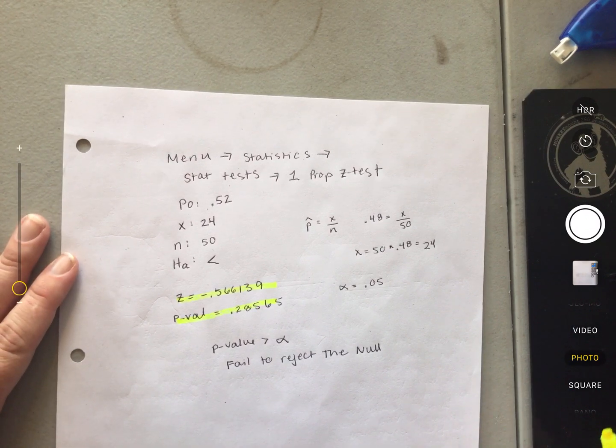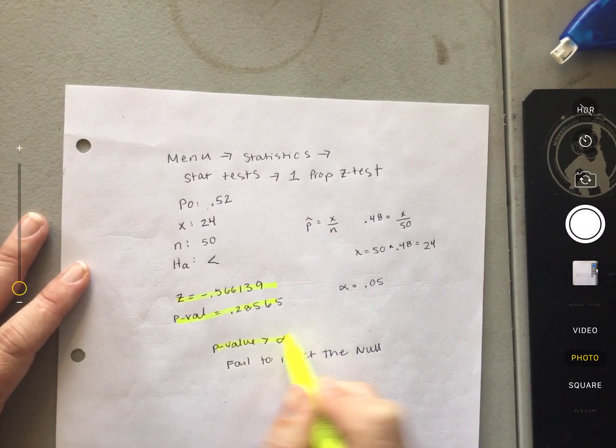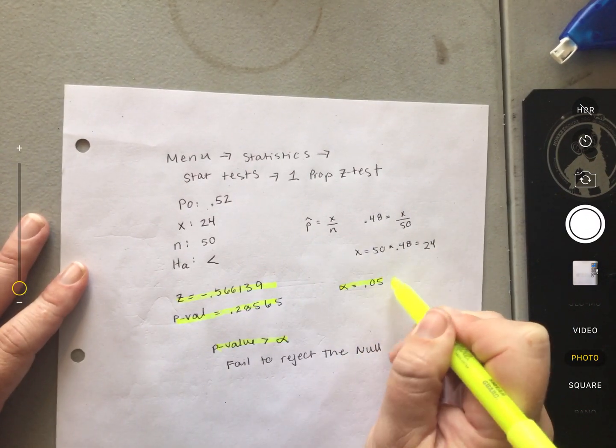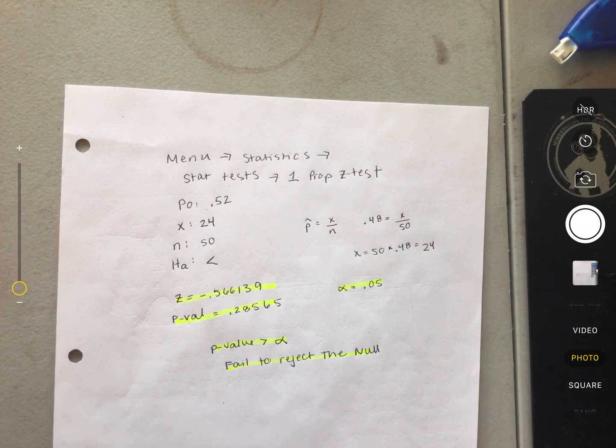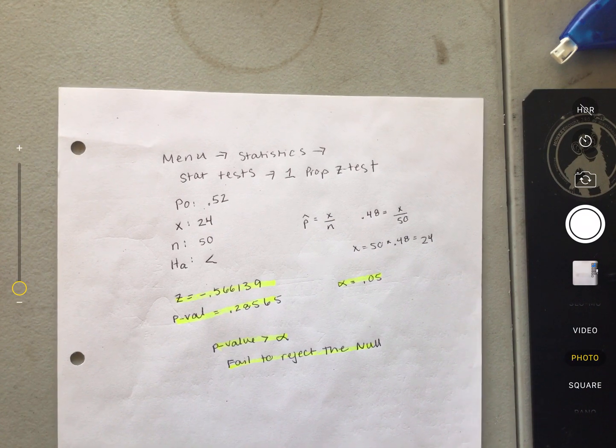Well, now you can say, okay, well, the p-value is greater than alpha. Remember, alpha was 0.05. So we fail to reject the null, again, meaning that there's not enough evidence at the 5% level of significance to reject the claim that at least 52% of adults are more likely to buy a product when there are free samples.